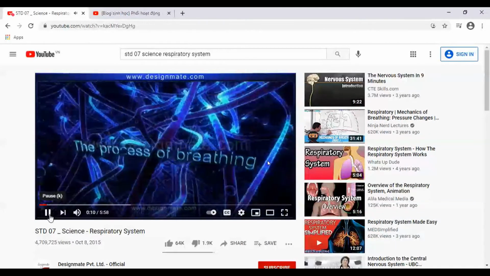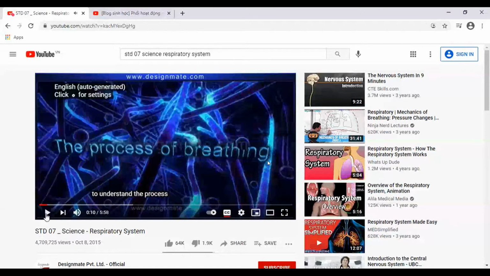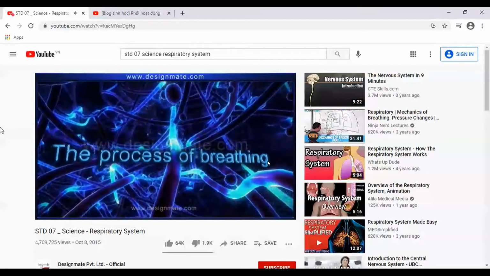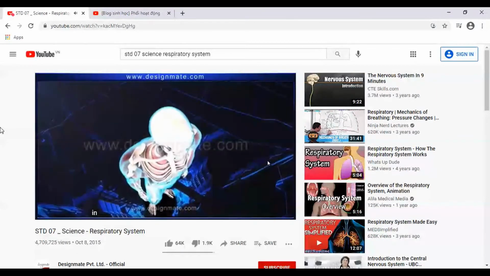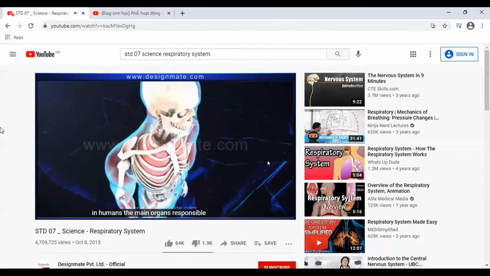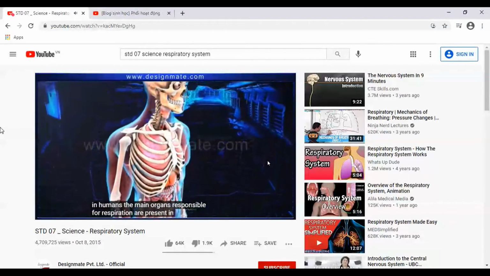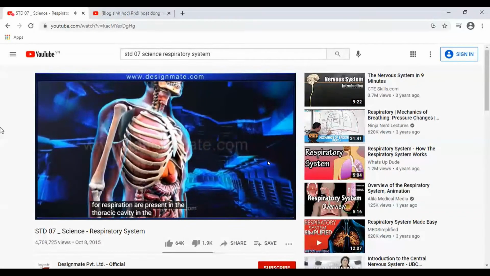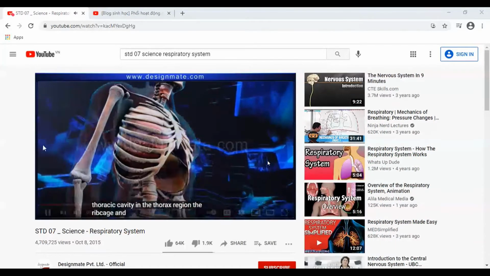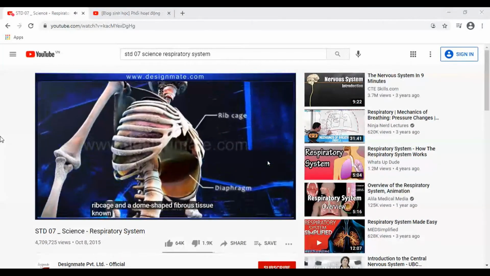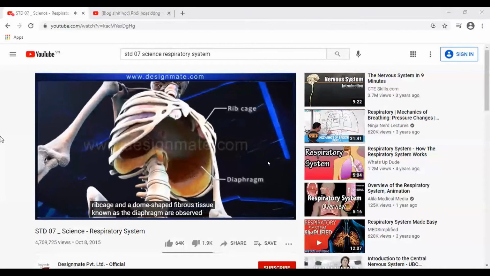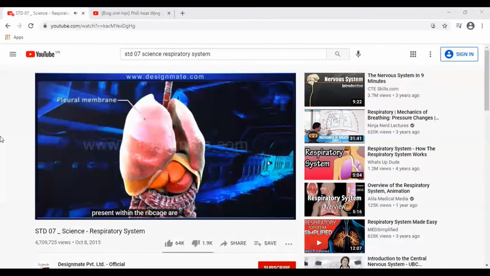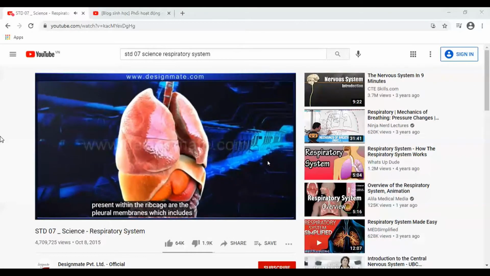To understand the process of breathing. In humans, the main organs responsible for respiration are present in the thoracic cavity. In the thorax region, the rib cage and a dome-shaped fibrous tissue, known as the diaphragm, are observed. Present within the rib cage are the pleural membranes, which enclose the lungs.